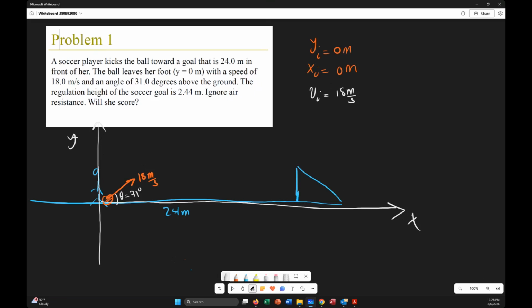But because this is a two-dimensional motion, x and y, we need to find the velocity's components in the x-axis and y-axis. So what is the velocity component in the x-axis? Vi cosine theta, which is going to be 18 cosine 31. What is Viy? Viy is going to be Vi sine theta, which is going to be 18 sine 31.